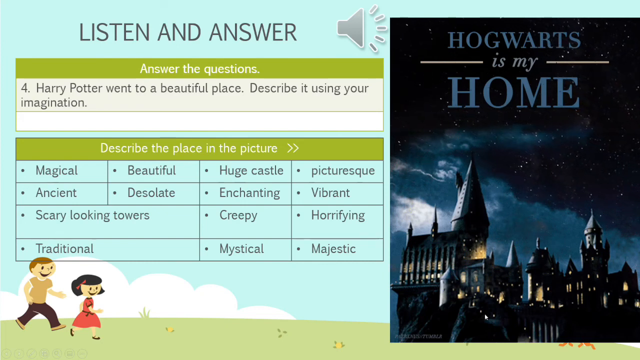Hogwarts is my home. So using this example, we can come up with these adjectives: magical, beautiful, huge castle, picturesque, ancient, desolate, enchanting, vibrant, scary looking towers, creepy, horrifying, traditional, mystical, and majestic. So you may come up with more adjectives for this picture. And then from here you have to make sentences using the adjectives that you have extracted.